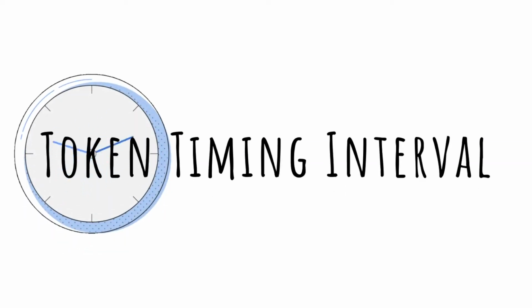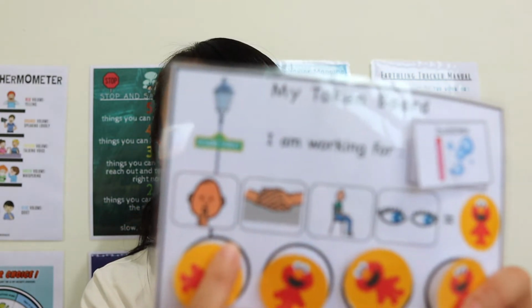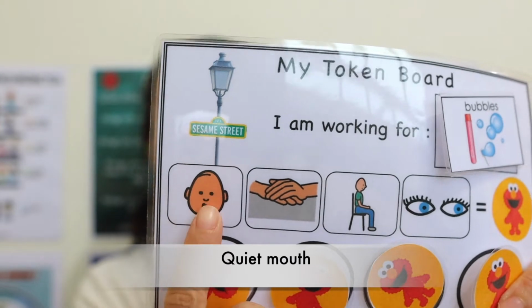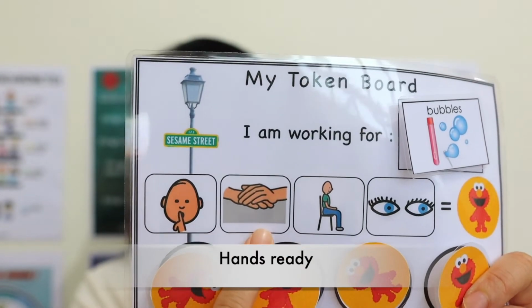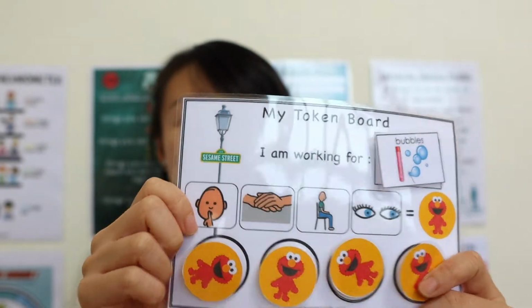Now we know the difference between bribing and rewarding. I'm going to talk a little bit more about time intervals when rewarding. There are 4 stages to this, and the first is short intervals. When I say short intervals, it means about 3 seconds after the behavior has onset. For example, there are 4 different expected behaviors on our reward chart: quiet mouth, hands ready, good sitting, and good looking. And then the reward itself.